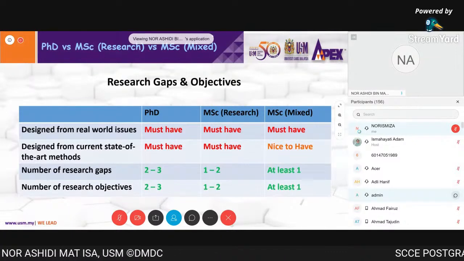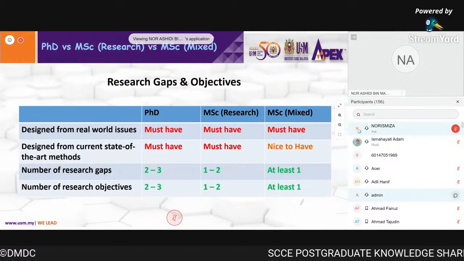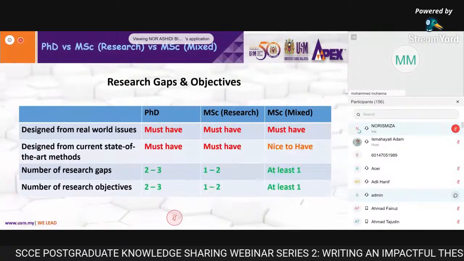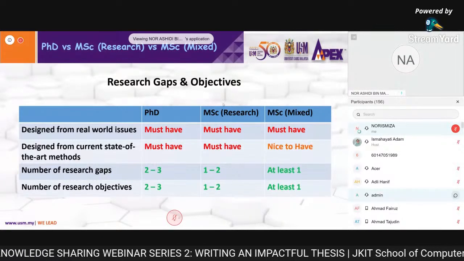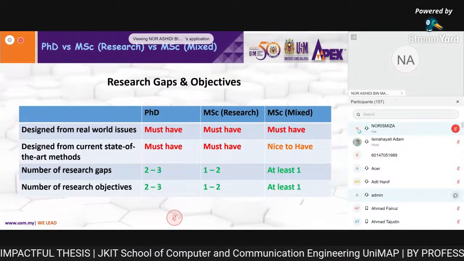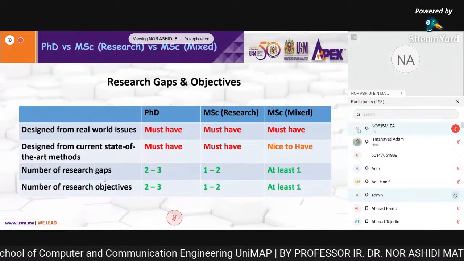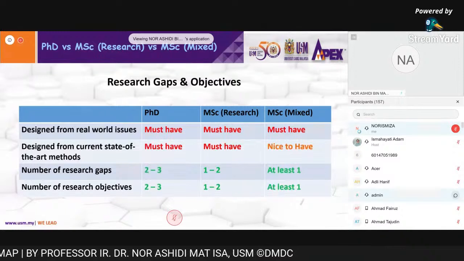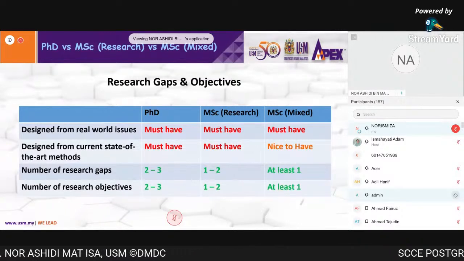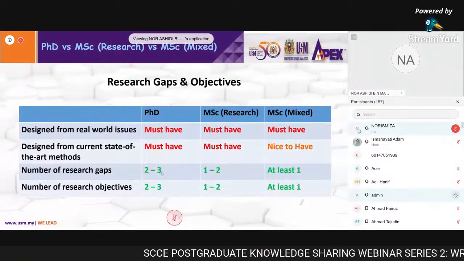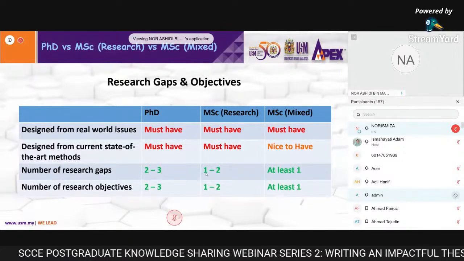Now, as I mentioned to you, for the PhD and master, make sure that your research gap is at least, we assume that one PhD equals two master. So make sure that your research gaps for the PhD are at least 2 up to 3, and for the master 1 up to 2.